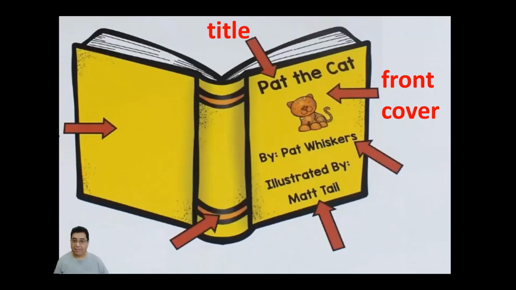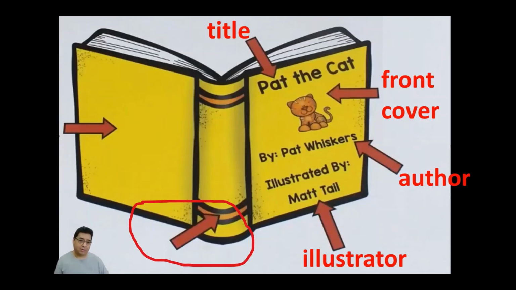Okay, and now looking here at the third arrow, it says by Pat Whiskers. So what do we call this part of the book here? That's right, this is the author. Okay, and then down here, it says illustrated by Matt Tail. So who is Matt Tail then? That's right, that's the illustrator.